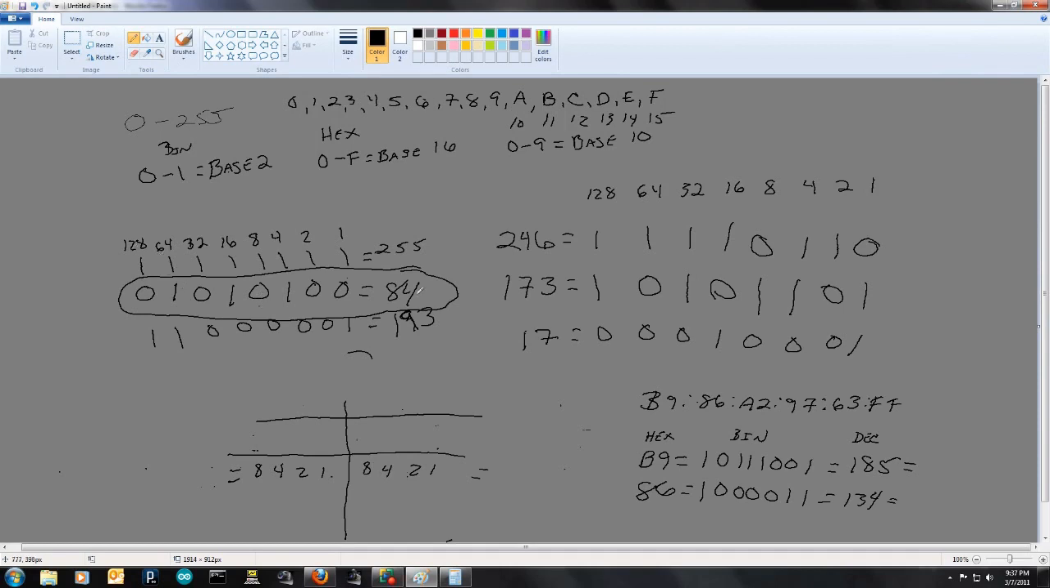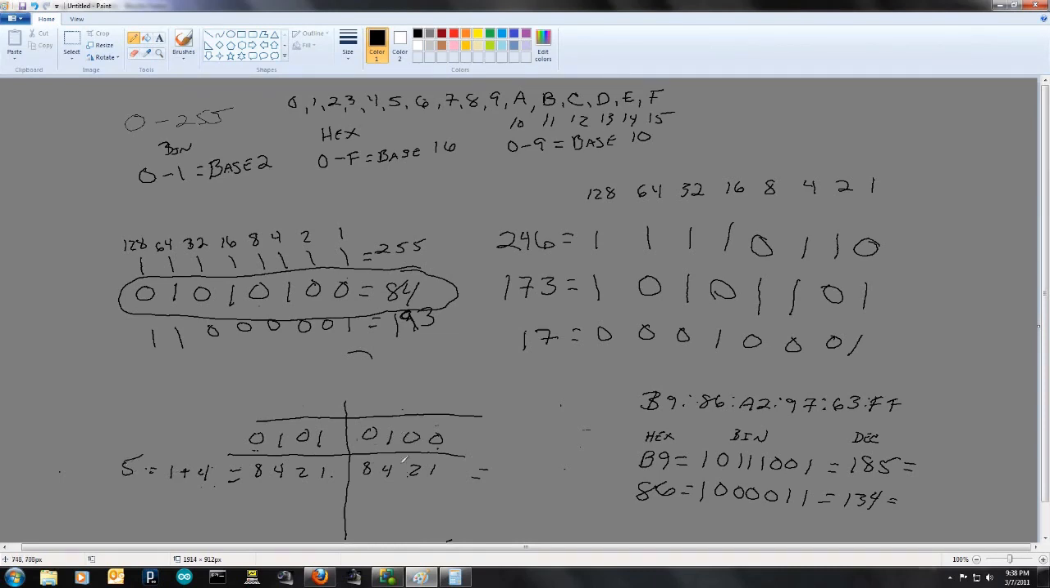Does 128 go into 84? No. Does 64? Yes. It goes into 84 once with a remainder of 20. 32 go into 20? No. 16 go into 20? Yes, 1 with a remainder of 4. 8 go into 4? No. 4 go into 4? Yes, 1 with a remainder of 0. And then 0, and then 0. So now we have 0, 1, 0, 1, 0, 1, 0, 0. Okay? So this is 4 plus 1, which equals 5.